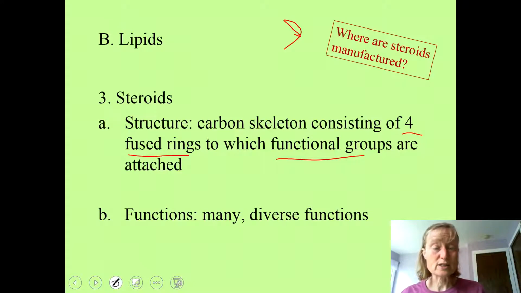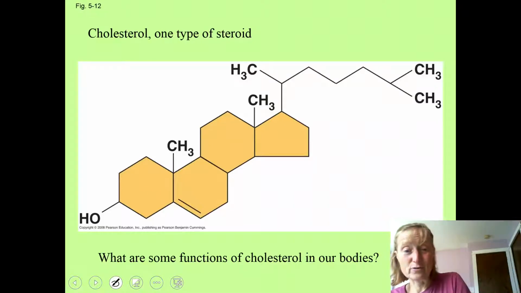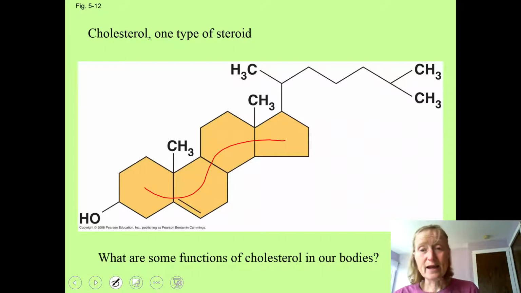We saw several steroids in one of our earlier chapters. We saw estradiol and testosterone. There are lots of different kinds of steroids doing all sorts of things in our bodies, but I wanted to show you one particular steroid, and that's cholesterol. Here's a picture of cholesterol. It's got the 4 fused carbon rings, and then attached to it are some molecular groups.